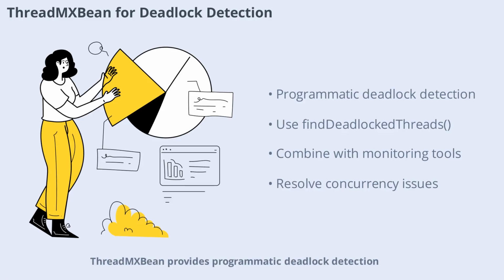ThreadMXBean provides programmatic deadlock detection. Use findDeadlockedThreads to identify threads stuck in deadlock. Combine this with monitoring tools for comprehensive analysis and quick resolution of concurrency issues.